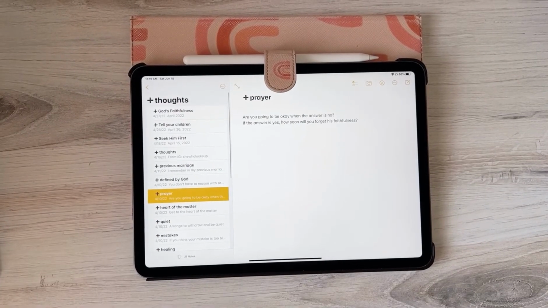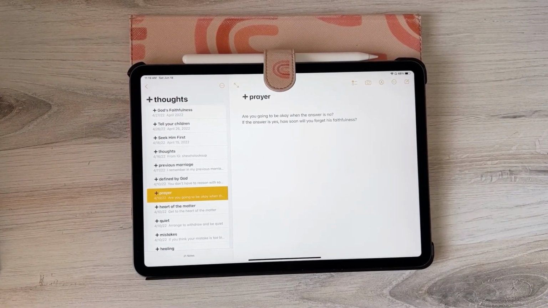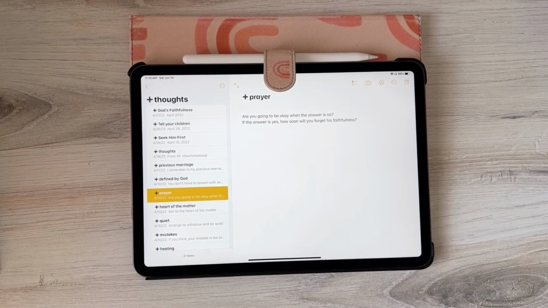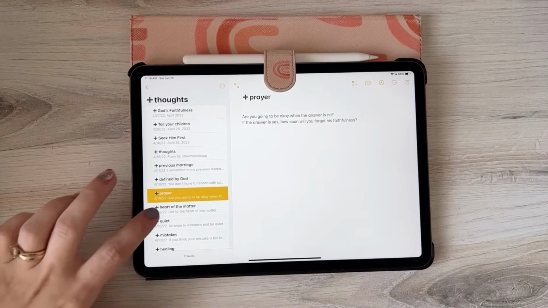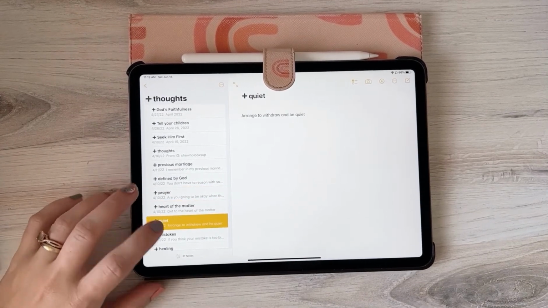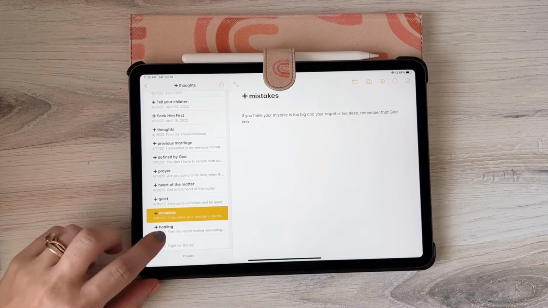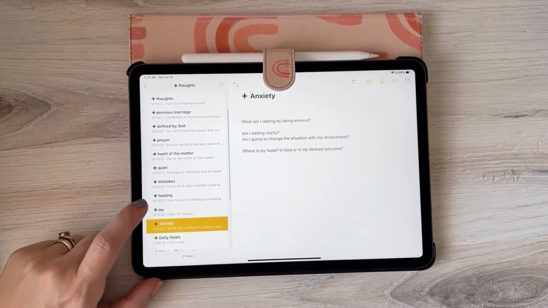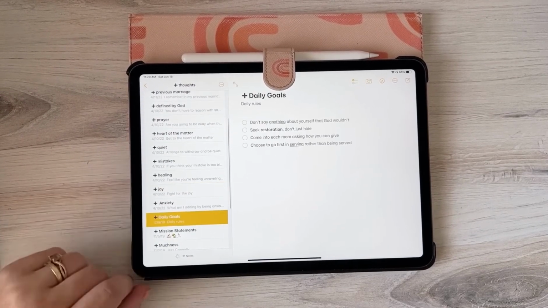This is just a note about prayer. I was driving one day and my thought was, are you going to be okay if the answer is no? If the answer is yes, how soon will you forget his faithfulness? So really, I just write like random notes down. Just like joy, fight for the joy. Like just very simple things.